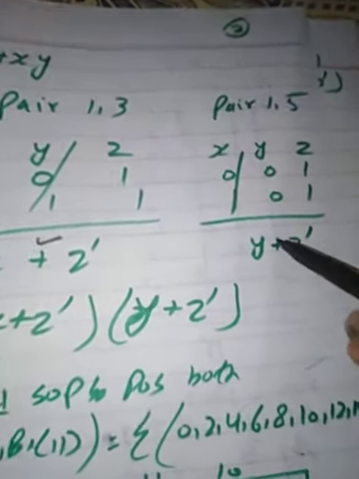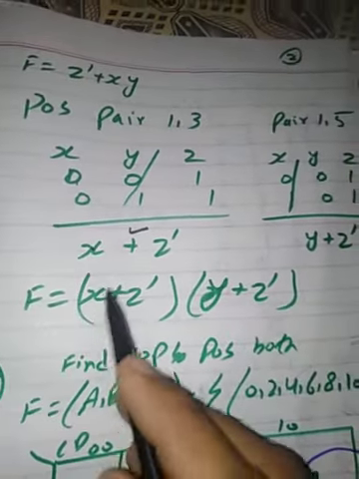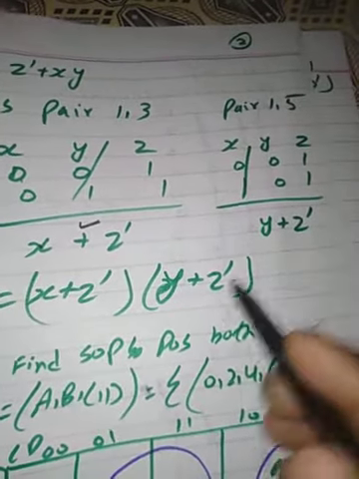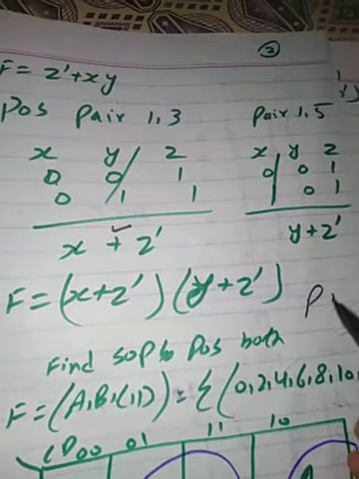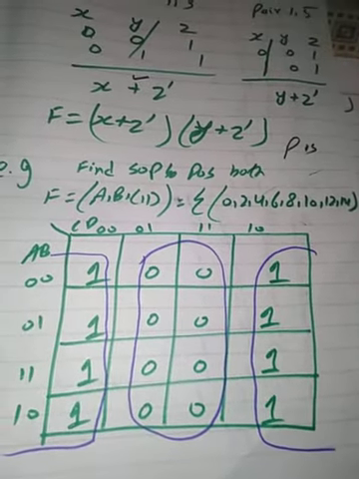Y is 0, so y is simple. Z is 1, so z is complement. Y plus z complement. So the final answer is x plus z complement, into y plus z complement. This is POS, product of sums expression. Now next example. Find the SOP and POS from 1.